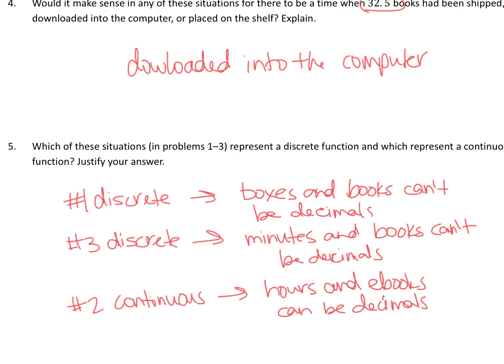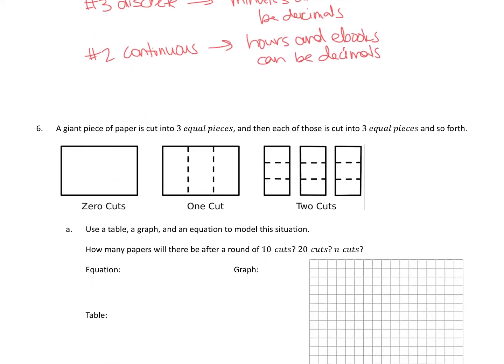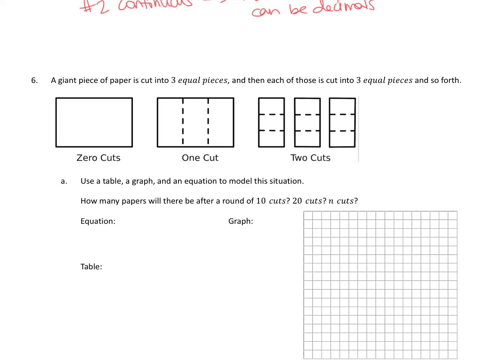All right, so that completes the first part of this lesson. Now the second part of our lesson is looking at two more situations. So let's go to number 6. Number 6 gives us a giant piece of paper, and it's cut into 3 equal pieces, and then each of those is cut into 3 equal pieces, and so forth. So when we've got 0 cuts, we've got 1 piece of paper. When we've got 1 cut, we've got 3 pieces of paper. When we've got 2 cuts, we've got 9 pieces of paper.